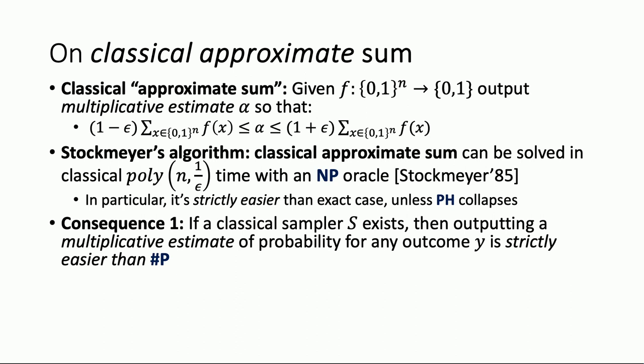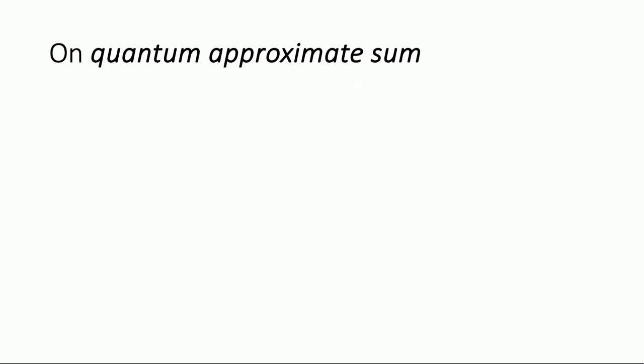Okay, and then the way we're going to use Stockmeyer's algorithm is the following. It's a conditional statement. We're going to say if a classical sampling algorithm exists that efficiently samples from the output distribution of any given quantum circuit, then outputting a multiplicative estimate of any probability that that classical sampler outputs, of any outcome that that classical sampler outputs, is strictly easier than sharp P.